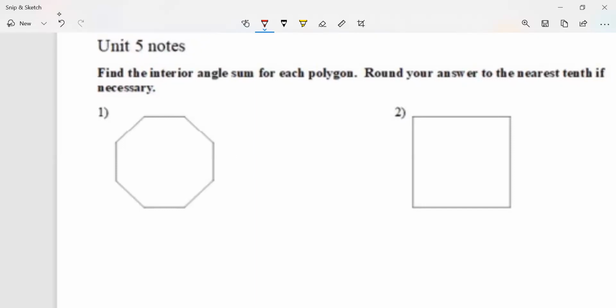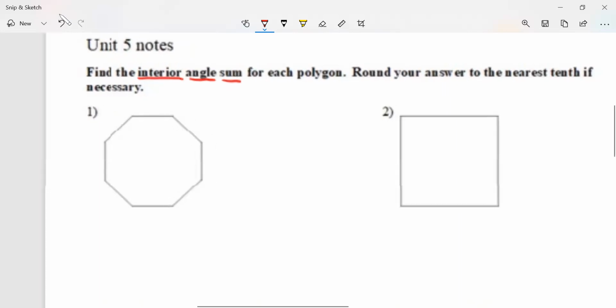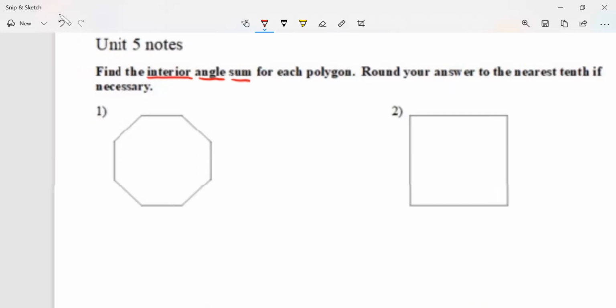Find the interior angle sum. That basically means add the angles inside of the polygon. Round your answer to the nearest tenth if necessary. So let me count how many sides this polygon has. I have 1, 2, 3, 4, 5, 6, 7, and 8 sides. So this polygon has 8 sides.